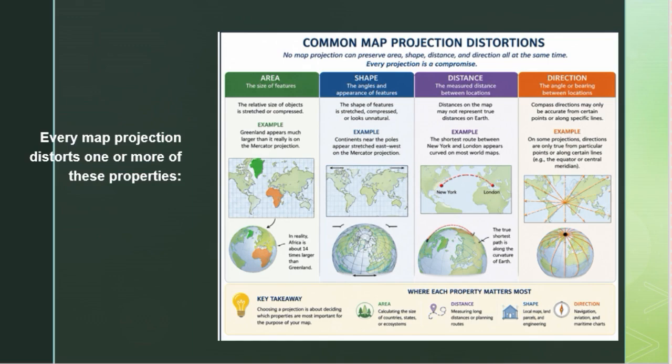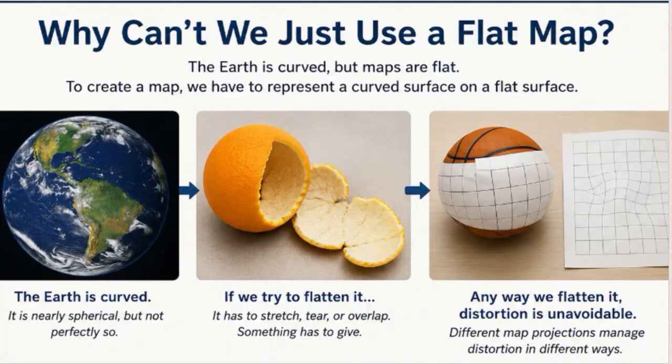Let's continue with part B of this week's lecture and keep learning about coordinate systems. And maybe you're asking yourself, why can't we just use a flat map? Well, the Earth is curved, but maps are flat. So you're going from a 3D to a 2D. So to create a map, we have to represent a curved surface on a flat surface.